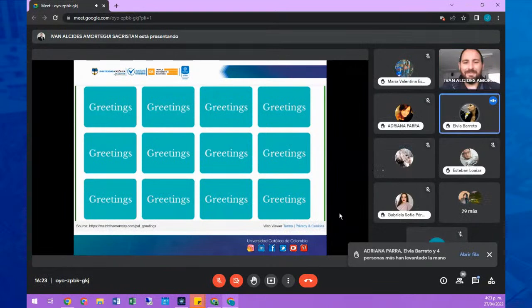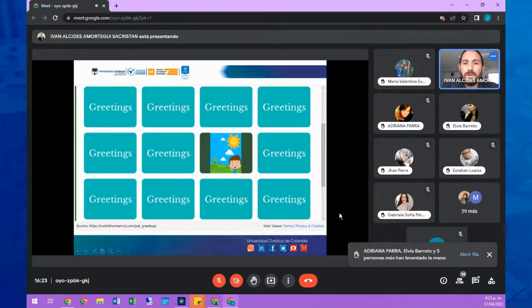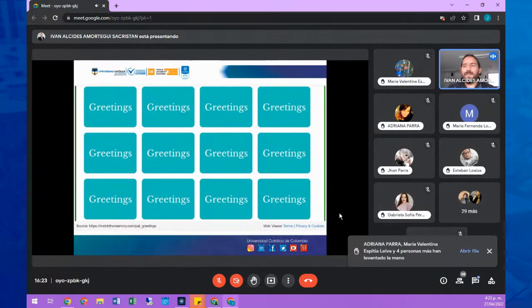Cars number 7 and car number 1. Number 7 and number 1. 1, 2, 3, yes. 4, 5, 6, 7. And car number? 1. No, no. Remember, picture and text, match them. Right? Okay, Maria Valentina Spitia, you're there.